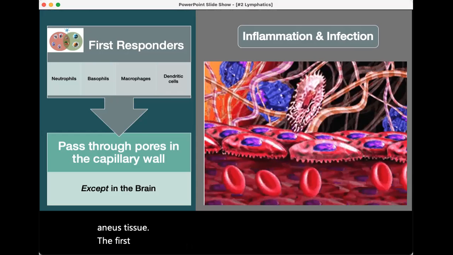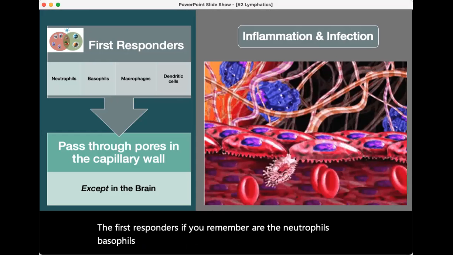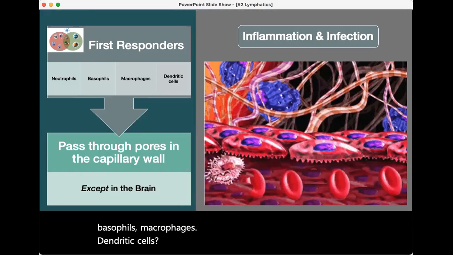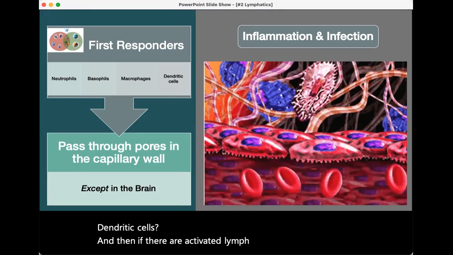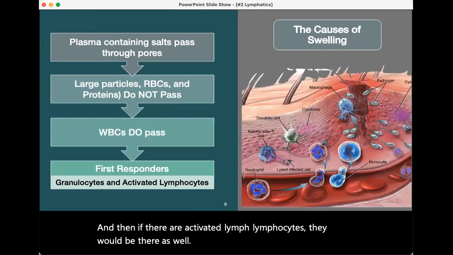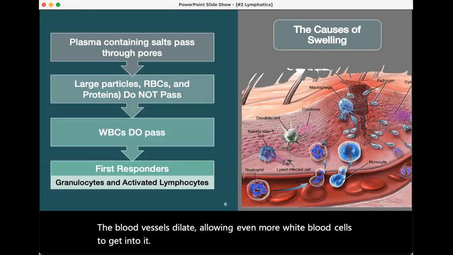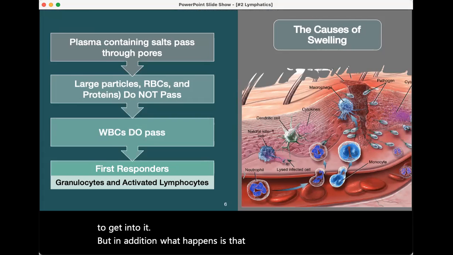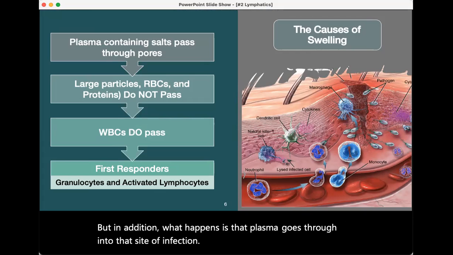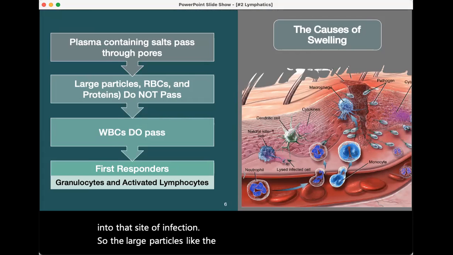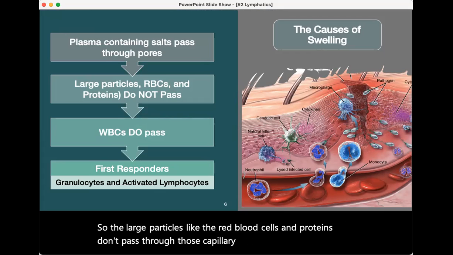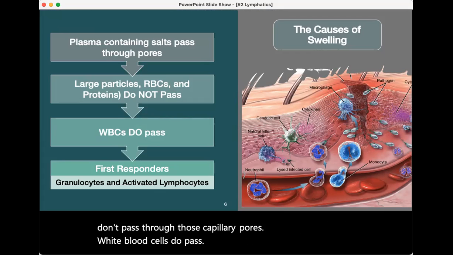The first responders, if you remember, are the neutrophils, basophils, macrophages, and dendritic cells. And then if there are activated lymphocytes, they would be there as well. So all of this action initiates swelling and inflammation where the blood vessels dilate, allowing even more white blood cells to get in. But in addition, plasma goes through into that site of infection. The large particles, like the red blood cells and proteins, don't pass through those capillary pores. White blood cells do pass, and then, of course, those first responders.